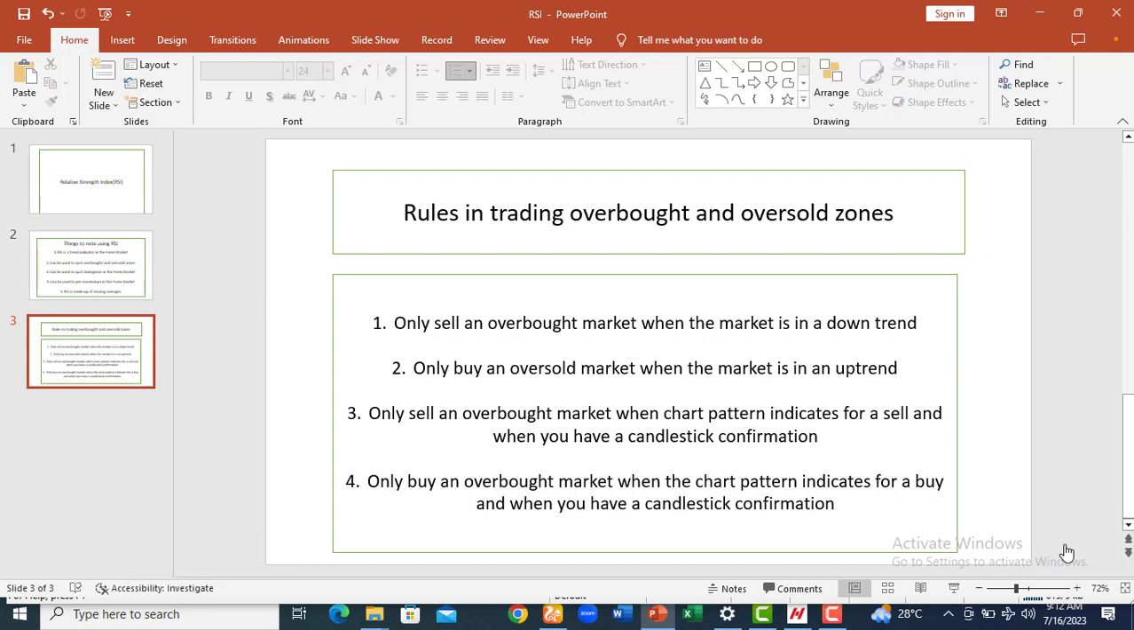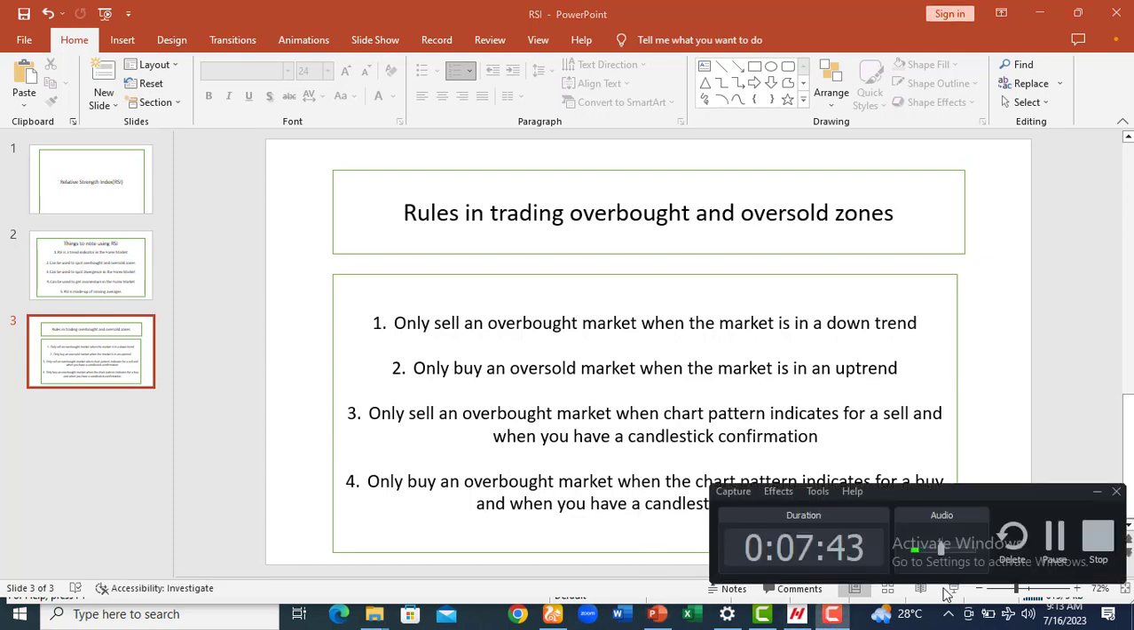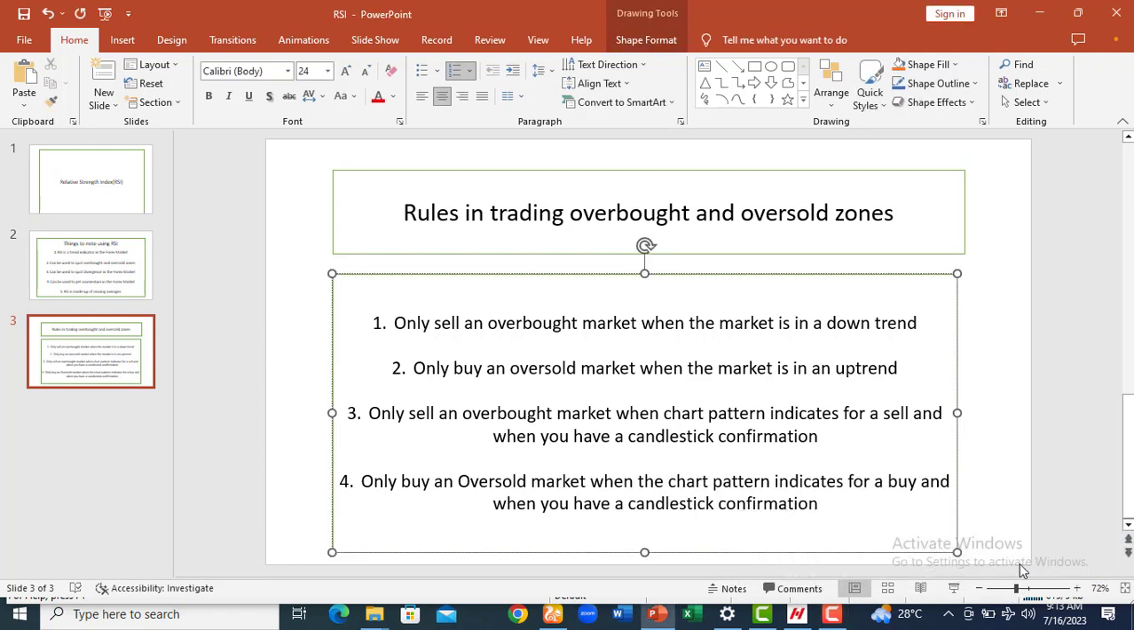For you to trade RSI properly, you have to merge it with your chart pattern for it to work for you. Number 4, only buy an overbought market when the chart patterns indicate for a buy and when you have a candlestick confirmation. Only buy an oversold. This is not overbought but oversold. So all you got to do is to erase this, putting oversold in it. So only buy an oversold market when the chart patterns indicate for a buy and when you have a candlestick confirmation. So it's the direct opposite of the number 3.